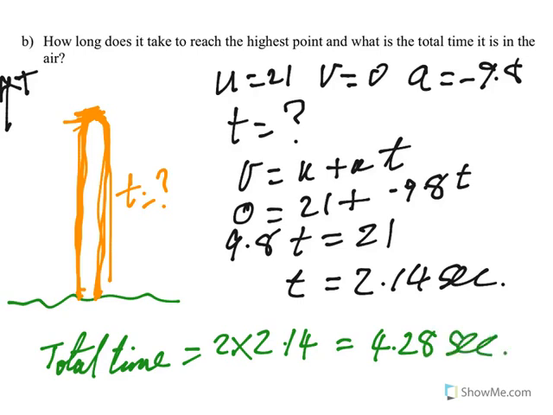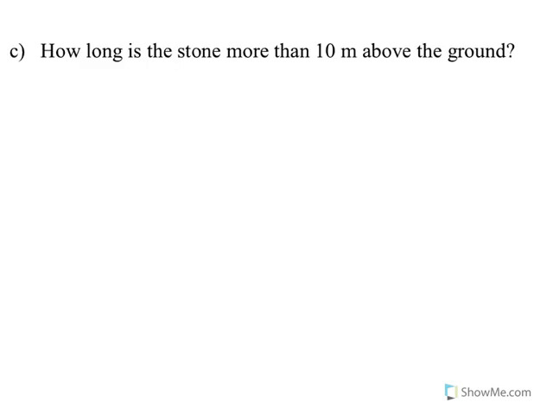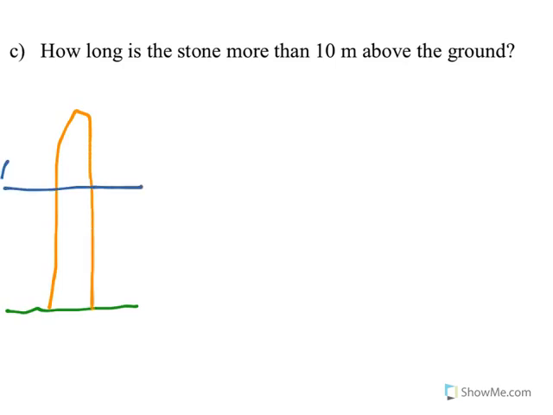All right, the last bit. How long is the stone more than 10 metres above the ground? So here's our ground, and here's our stone. It goes up and then it comes back down. And let's say, for example, this is the 10 metre level. So it goes up, passes 10 metres, goes a bit further, and then comes back down, because of course, remember the total height was 22.5 metres.